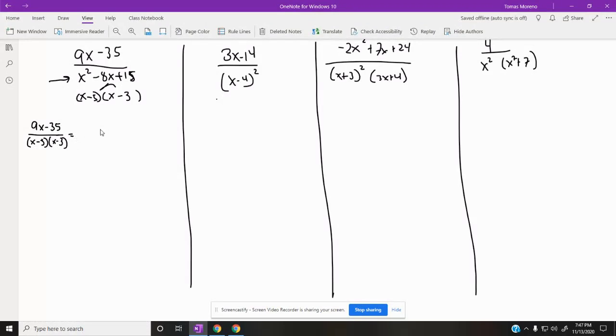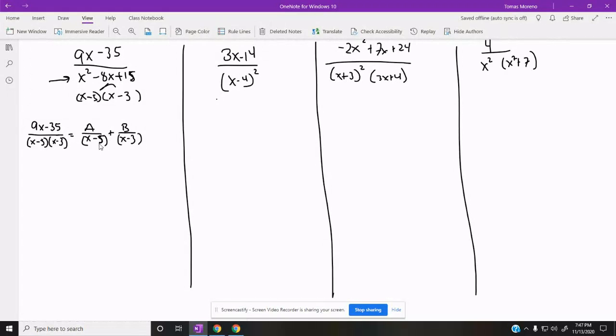Because I have two factors, I am now going to put A over x minus 5 plus B over x minus 3. Now, I don't need those parentheses, but it's okay, I'll still put them.